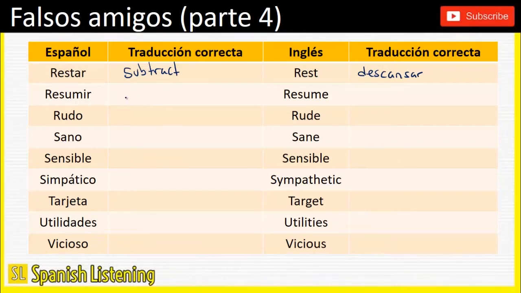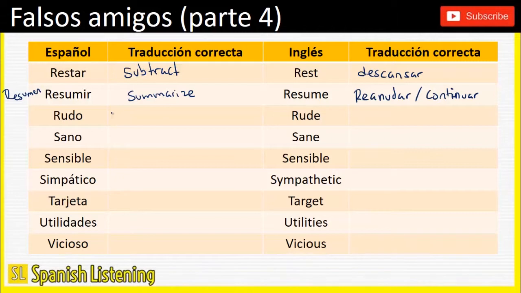Okay guys, if you're done, let's check your answers. The first word is resumir, which is not the same as resume. The correct translation for resumir is to summarize. In fact, there is also the word resumen. A resumen is a summary, so you can see the connection there. On the other hand, if you want to say resume in Spanish, what you have to say is not resumir. The correct translation for resume is reanudar. You can also say continuar. That could be another good translation for resume.